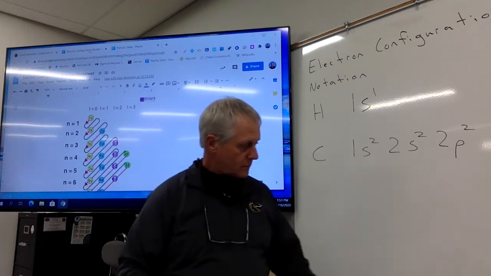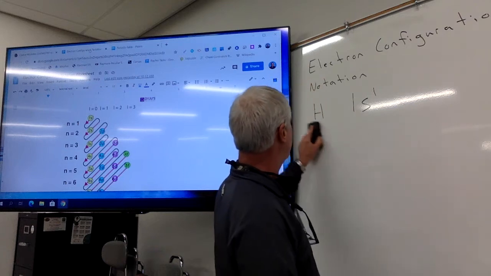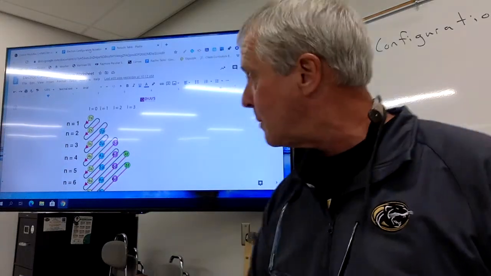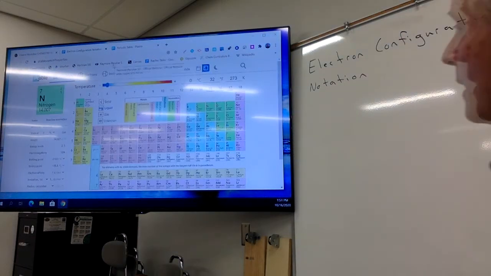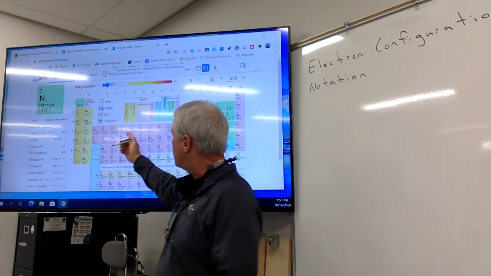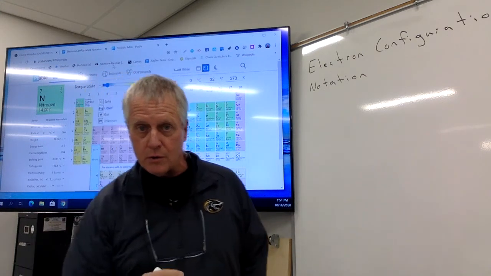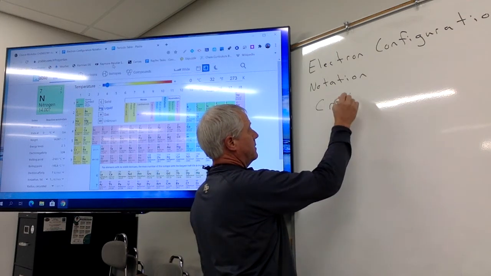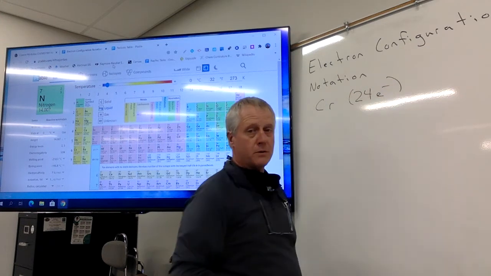Now, let's go a little bit higher on the scale here. So we'll erase these. Let's just pick one, and go back to the periodic table. Let's say we pick one that's down here somewhere. Let's say chromium, which has 24 electrons. So it's atomic number 24. So we'll just start with chromium here, and it's got 24 electrons. Okay, so that's what we're working with.